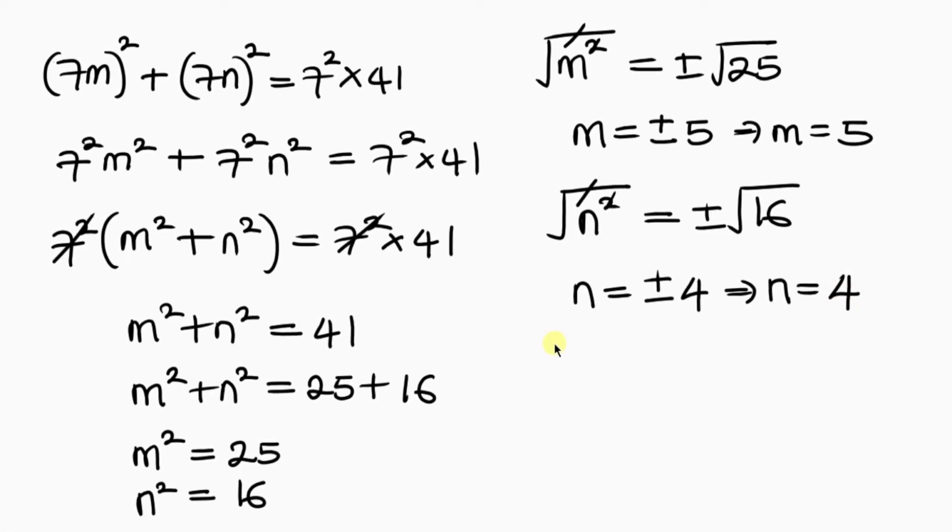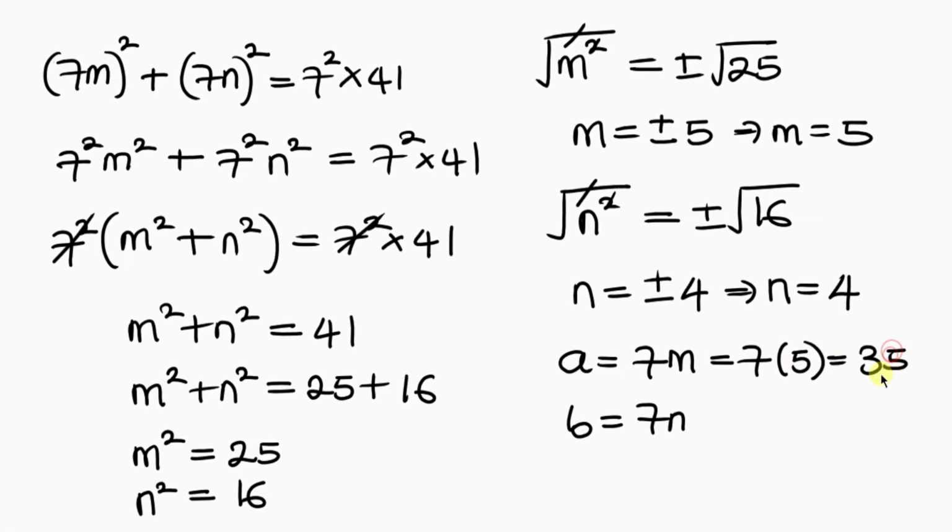Now let's recall our substitution when we said let a be equal to 7m and let b be equal to 7n. So we're going to be substituting the values of m and n from here to get the values of a and b. Now to get the value of a, we have 7 times m. And what is m? m is 5. So 7 times 5 is 35. And to get the value of b, we substitute the value of n. So 7 times n, what is n? n is 4. So 7 times 4 is 28.